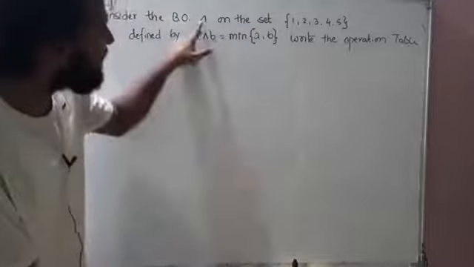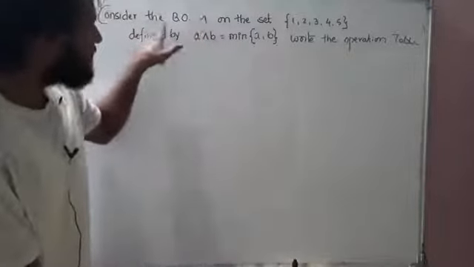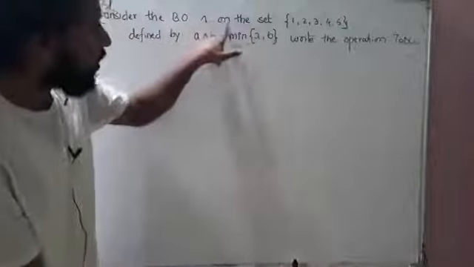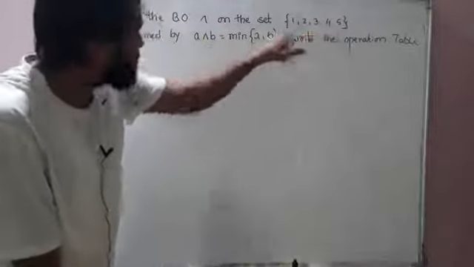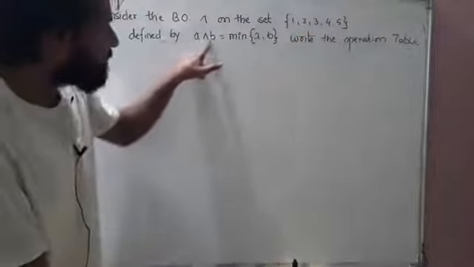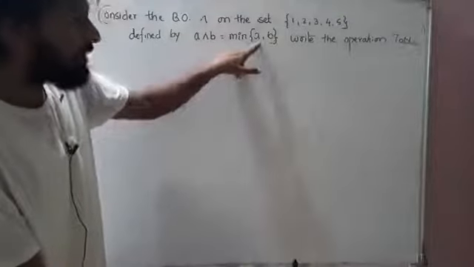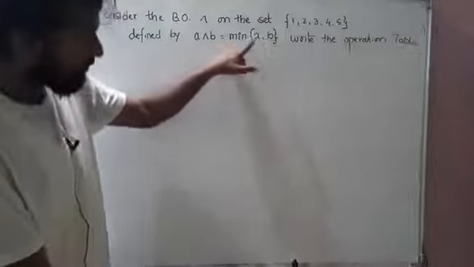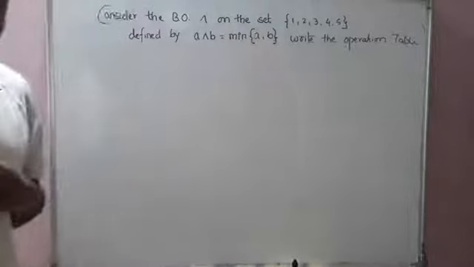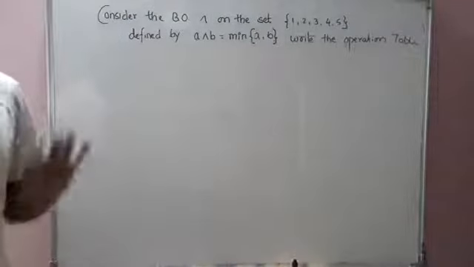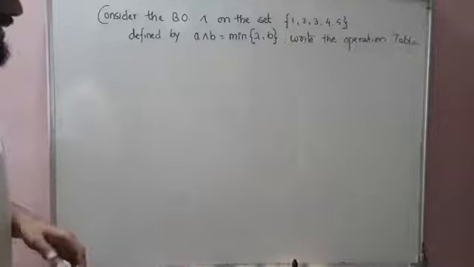They have used this cap symbol, okay? Consider the binary operation cap on the set, let's say there is a set 1 2 3 4 5, defined by a cap b equals minimum of a and b, the minimum between a and b. Then write the operation table. So I will teach you how to write the operation table. That is the only thing that is there in this question.